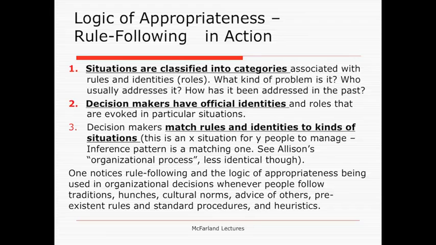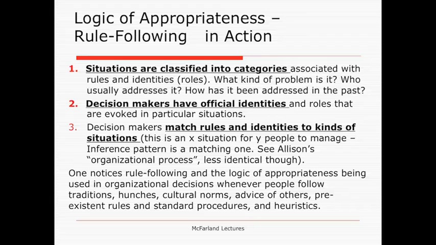Three factors really are involved in rule following and these kinds of logic of appropriateness decisions. First, decisions are classified in the categories associated with rules and identities. We ask, what kind of problem is this? Who usually addresses it? How has it been addressed in the past?